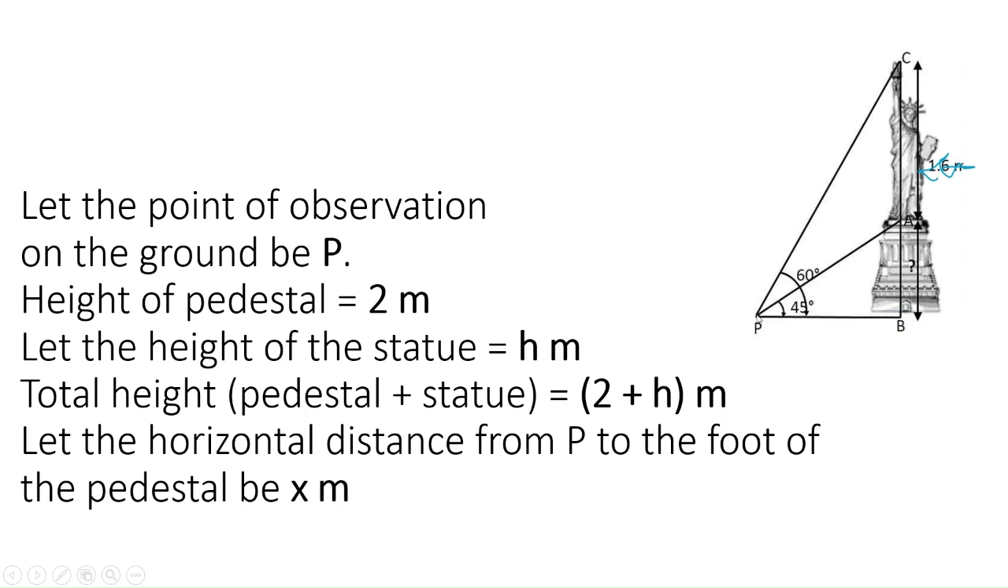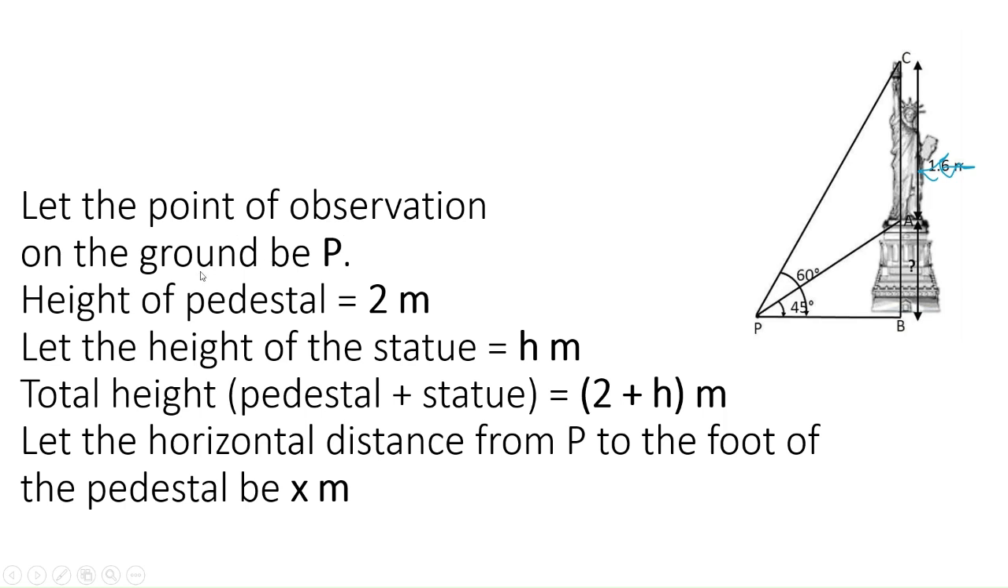And from a point somewhere on the ground, this distance from the pedestal is not given. Let us imagine it as x meters. From one particular point P, the angle of elevation to the top of the statue is 60 degrees, and to the top of the pedestal is 45 degrees. This is what is given. We need to find out the height of the statue. So all the points given in the problem, we have noted them down.